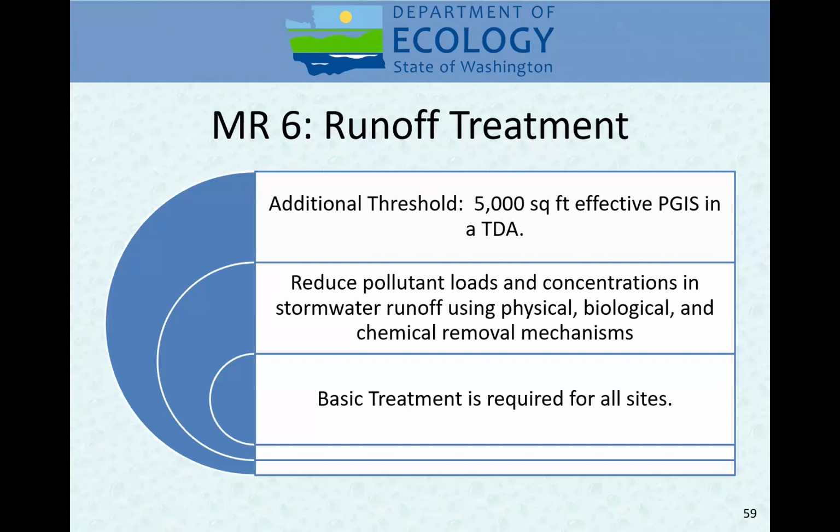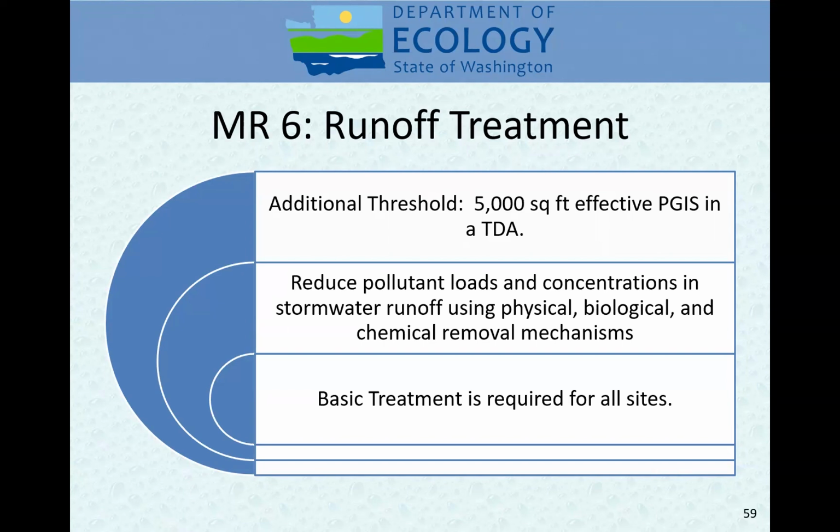So we're moving on to minimum requirement number 6, runoff treatment. Here's where you have an additional threshold. And that additional threshold is 5,000 square feet of effective PGIS in a threshold discharge area. My next slide talks about TDAs.